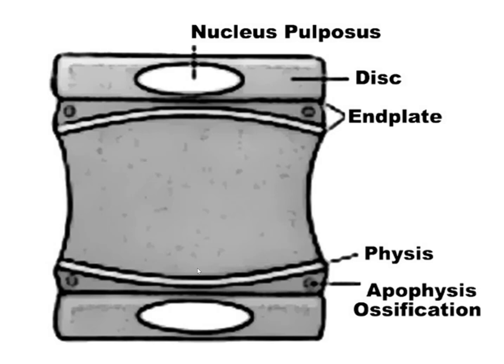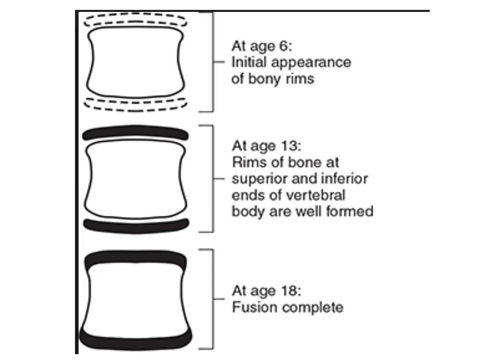And you really can't see it on the x-ray. It's very difficult to get an idea of this. You have to get pathology to look at it. At age 6 is when you start to see some bone, at 13 it's mostly healed, and at 18 it should be complete, the fusion's complete.